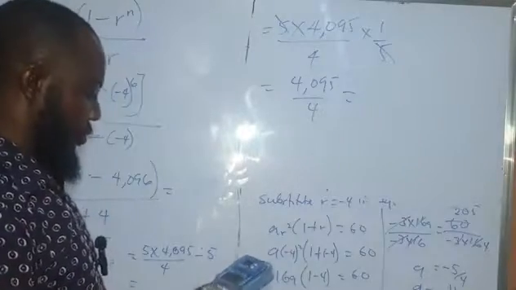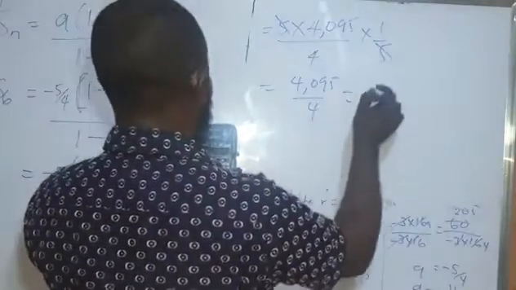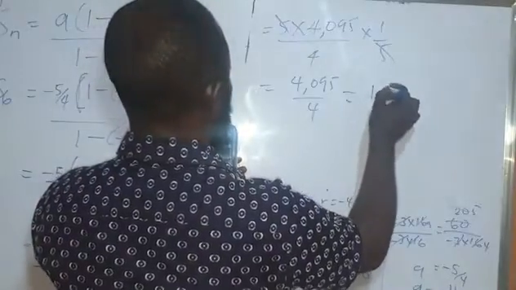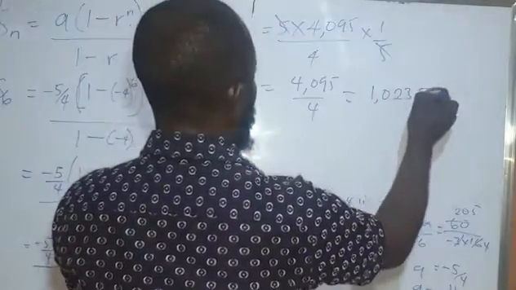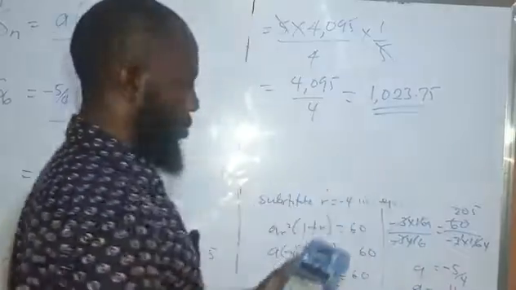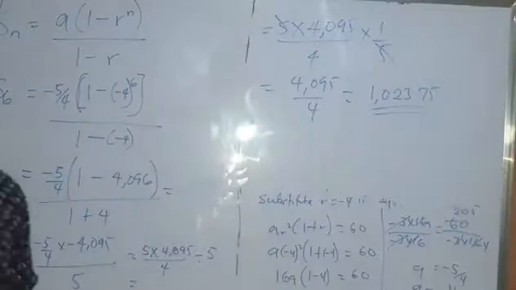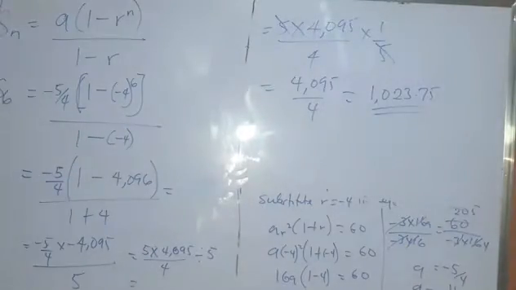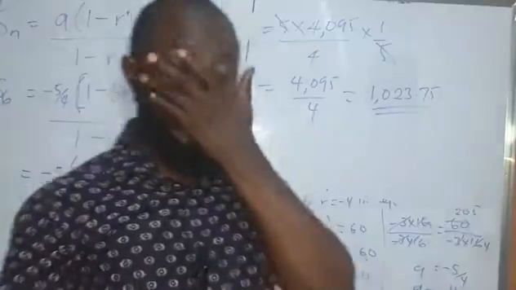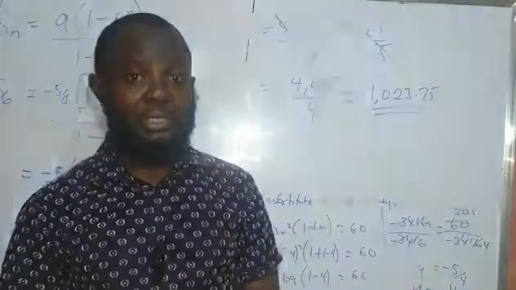Divided by 4. So we then have 1,023.75. So that is the sum of the first 6 terms of the GP. I hope this is very clear. So that is that on the sum of nth term of a GP.